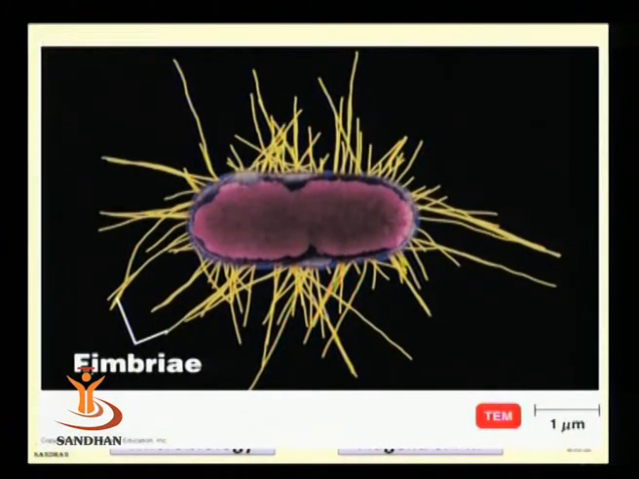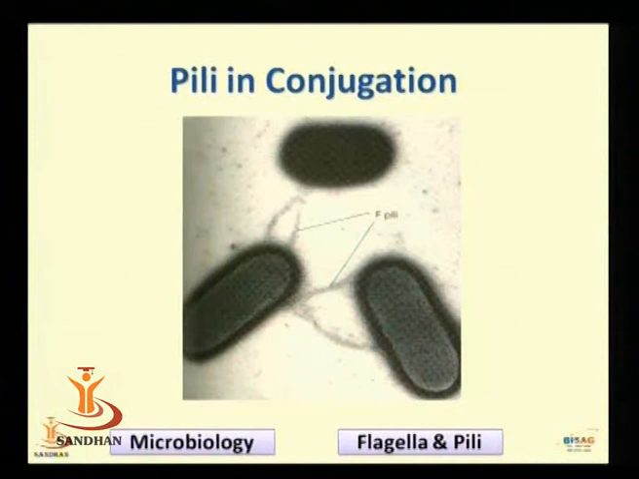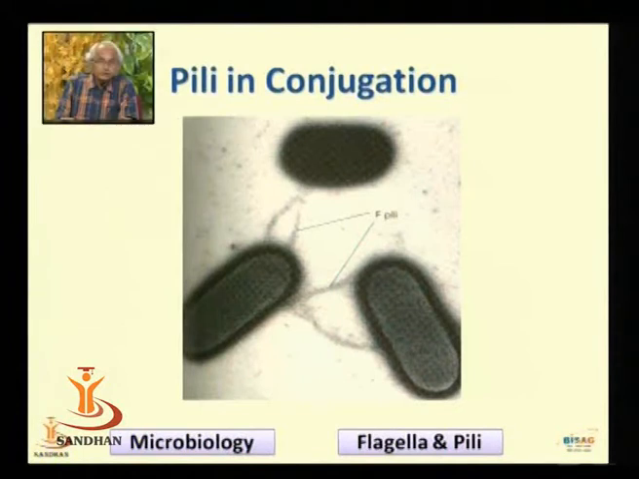This is one more false color electron micrograph showing a bacterial cell with several pili. For a change, this is a transmission electron micrograph and not a scanning electron micrograph as the previous photographs were. This is also a photograph where you can see the role of pili in conjugation.